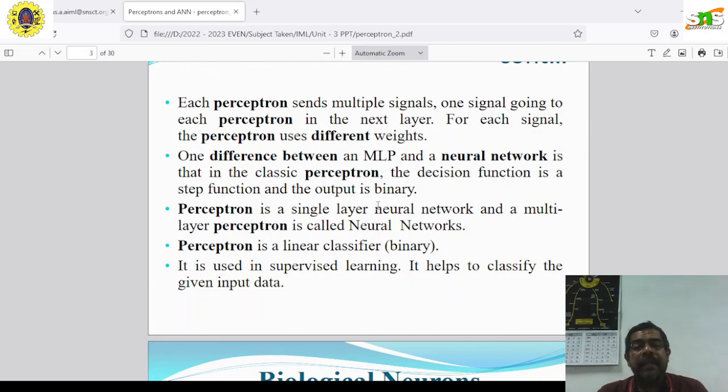Either the single-layer neural network or the multi-layer perceptron is also called a neural network. The perceptron is a linear classifier. As I said earlier, it works on binary concepts, that means either yes or no, according to the decision that has happened in the hidden layer. This perceptron comes under the category of supervised learning. It helps to classify input data. Next, we are going to see how biological neurons work.